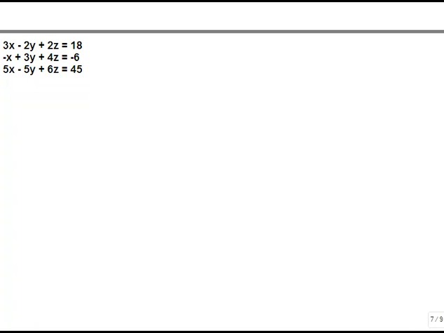Okay, let's try another one. Now on this one, if you look at your coefficients of x's, notice none of them are exactly equal to 1, but that middle one is at least a -1. So I'm going to put that at the top. So let's put -1, 3, 4, -6, and then I'll put the top equation 1 into the second row, and 5, -5, 6, 45 on the bottom.